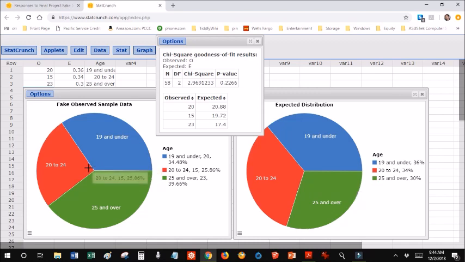However, we can see from the pie charts that there is a difference between the observed sample and the expected distribution, but it's not significant. Perhaps if we had had a larger sample size, we would have found a significant difference. But for our relatively small sample, there is no significant difference between the observed and the expected, and we have no reason to believe that there was any age bias in our small sample. And this concludes our chi-squared goodness of fit analysis.